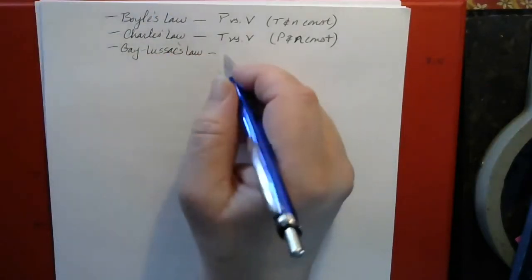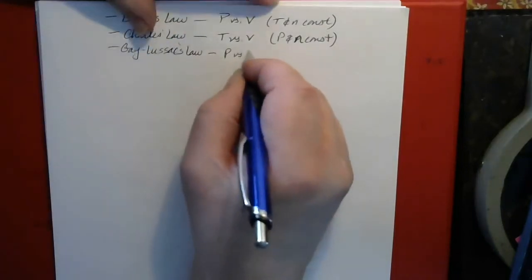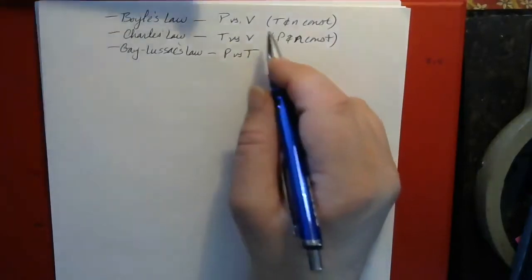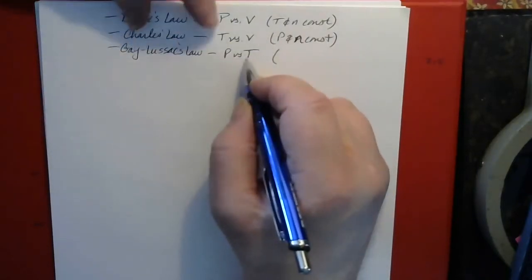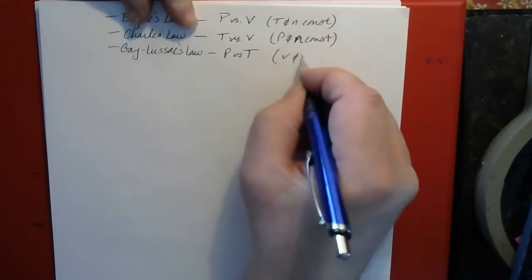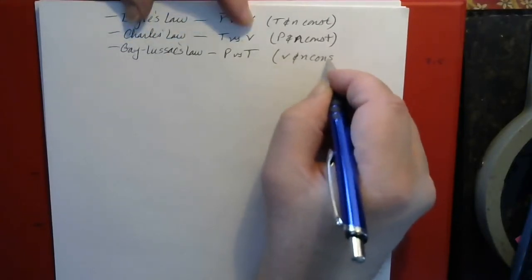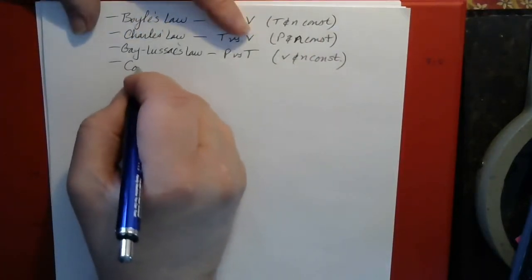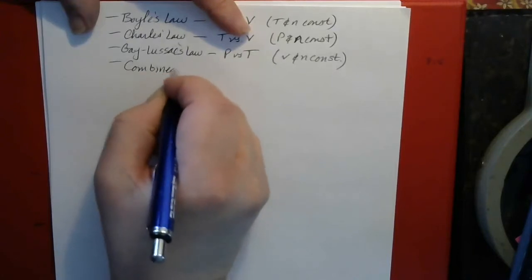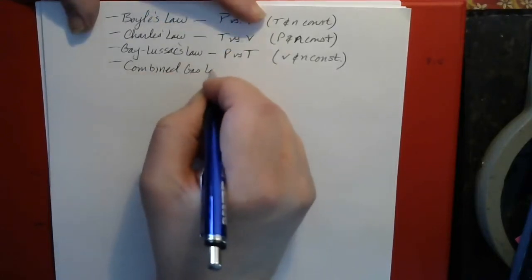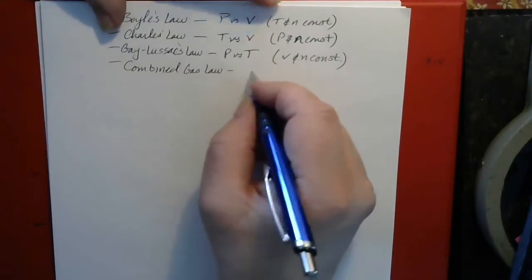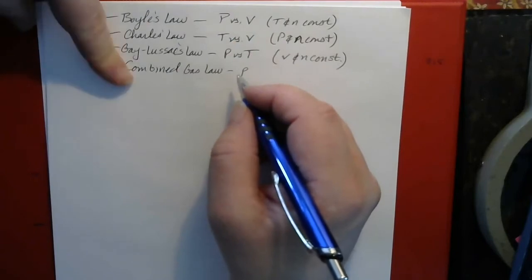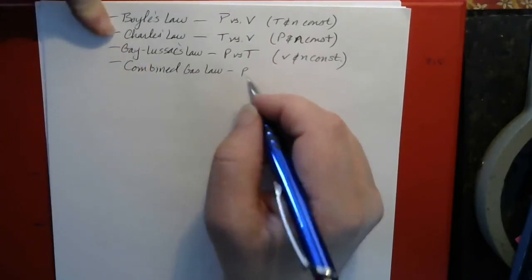There's also Gay-Lussac's law, which is pressure versus temperature when volume and number of moles is constant. And then there's the combined gas law. And that is actually a combination of the three gas laws, as the name implies, a combination of these first three gas laws.